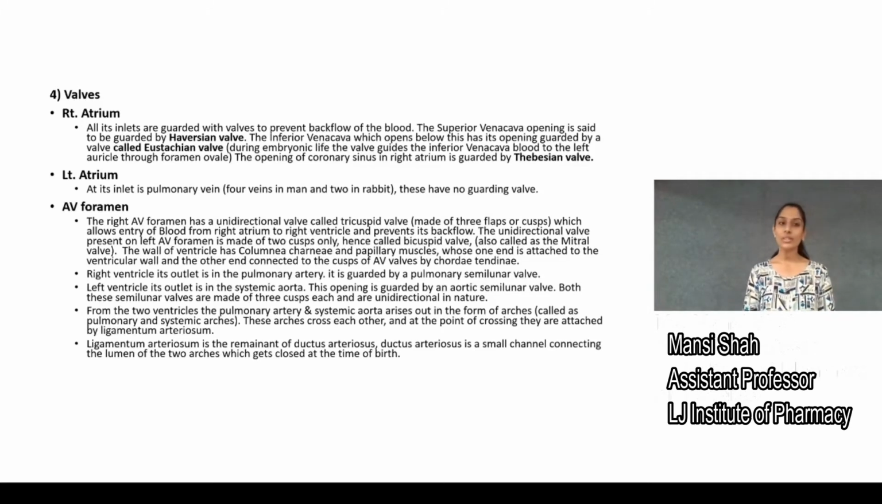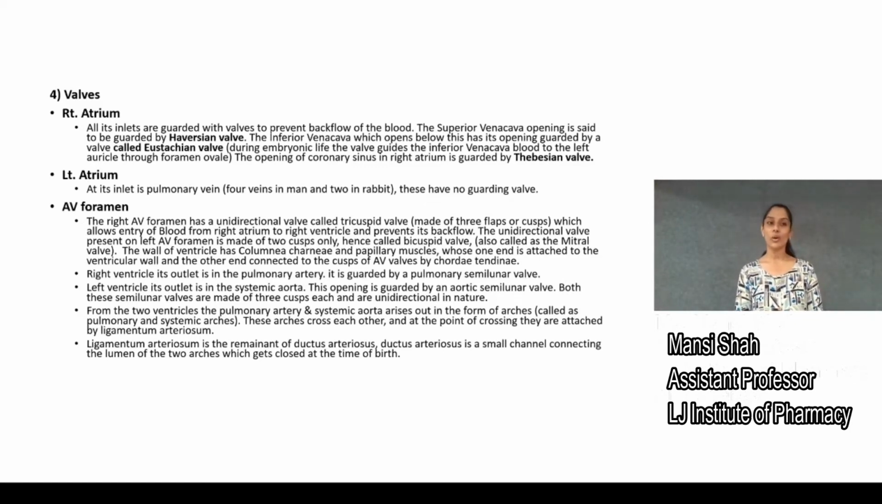So, right atrium, that is, all the inlets are guarded with valves to prevent backflow of the blood. The superior vena cava opening is said to be guarded by Haversian valve. The inferior vena cava, which opens below this, its opening is guarded by a valve called as Eustachian valve. That is, during embryonic life, the valve guides the inferior vena cava blood to left auricle through foramen ovale. The opening of coronary sinus in right atrium is guarded by Thebesian valve.